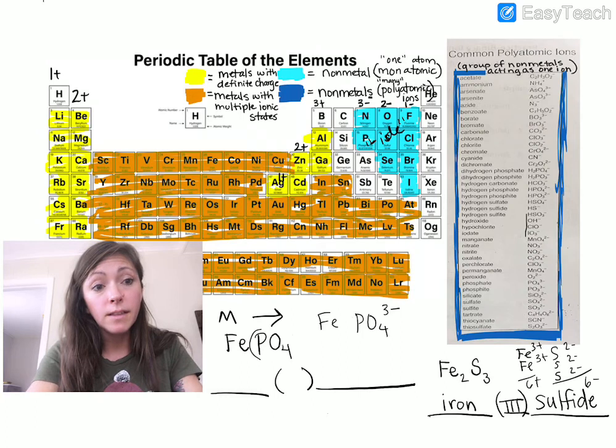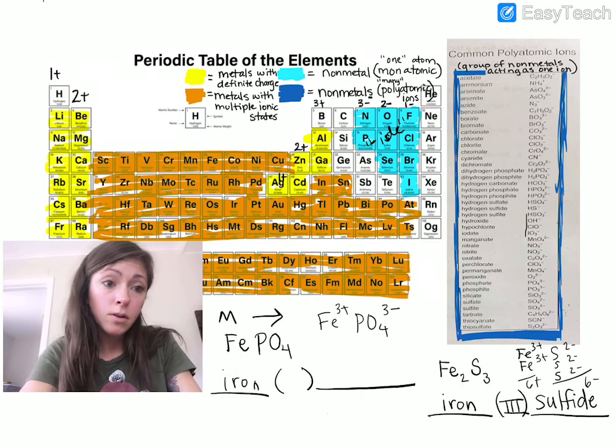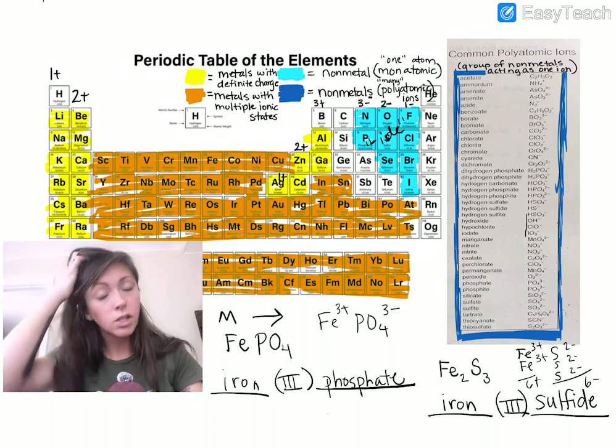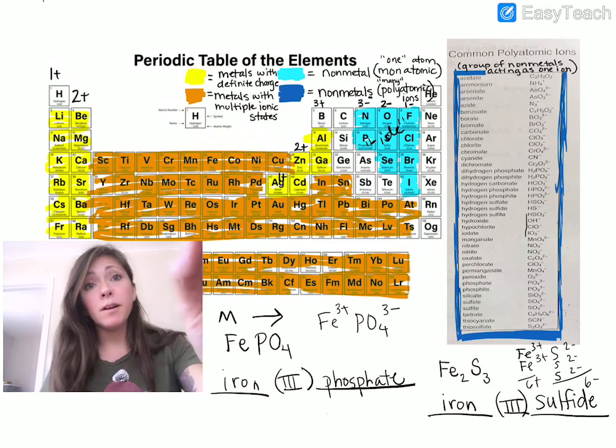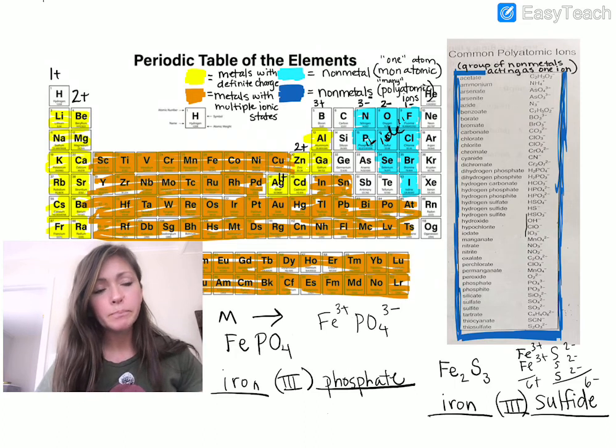If there was more than 1 phosphate, there would be parentheses and a 2 on the outside, but that's not the case. So there's only 1 phosphate ion. If the charge on the phosphate is 3 negative, this has to be 3 positive. So this would be iron 3 phosphate. Again, you don't change the ending of that polyatomic ion. We did have to figure out the charge, just like we did yesterday with binary ionic compounds.